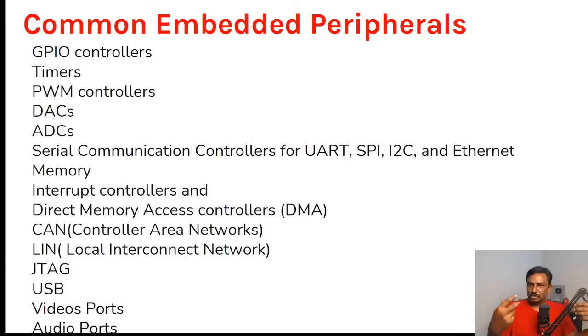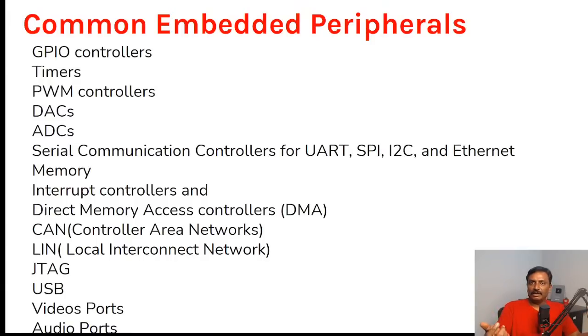You have memory controllers, interrupt controllers, and DMA controllers, direct memory access controllers, which are used whenever an IO device wants to use memory without going through the CPU, it could directly access the memory. CAN, controller area network, and LIN, local interconnect network, are for automotive communications. And JTAG, Joint Test Action Group, again for debugging.